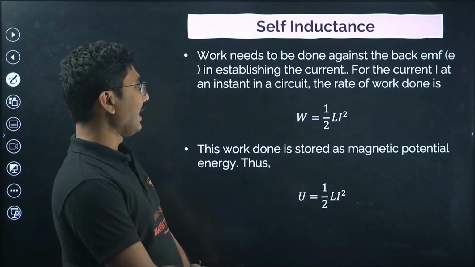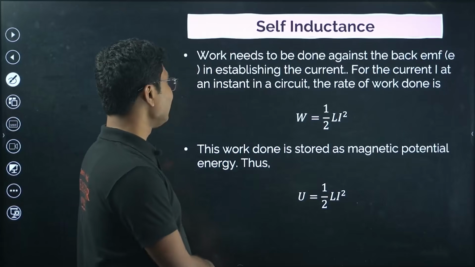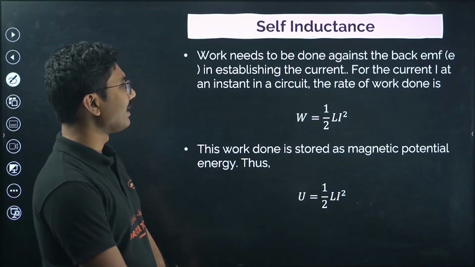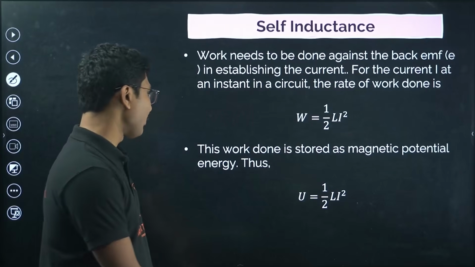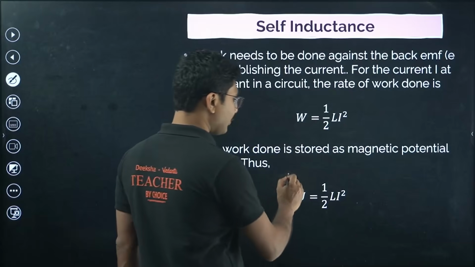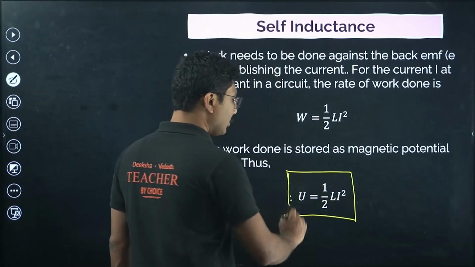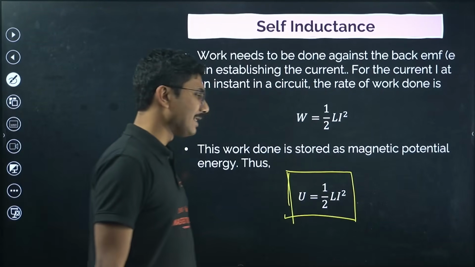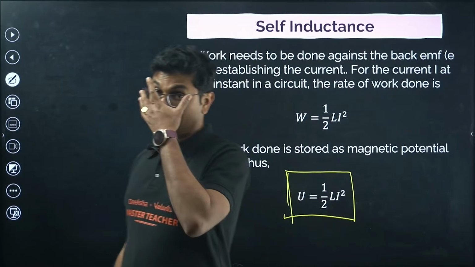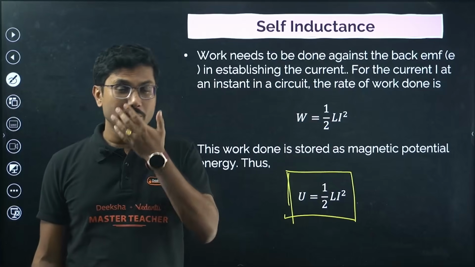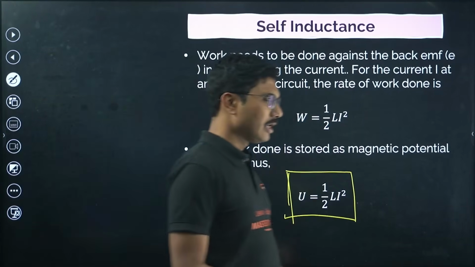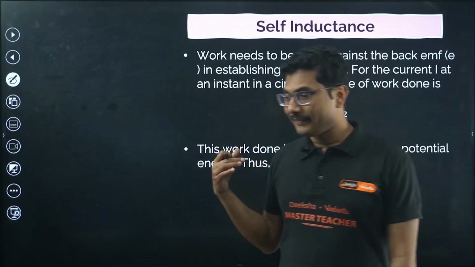Work needs to be done against the back EMF in establishing the current. For the current I at an instant in a circuit, the rate of work done is half L i square. This work done is stored as magnetic potential energy, and thus magnetic potential energy is given by half L i square. So you can say that self-inductance is basically magnetism's response to capacitance. In capacitance, charge is stored and also energy is stored. So self-inductance is a response of magnetic fields towards the capacitance.